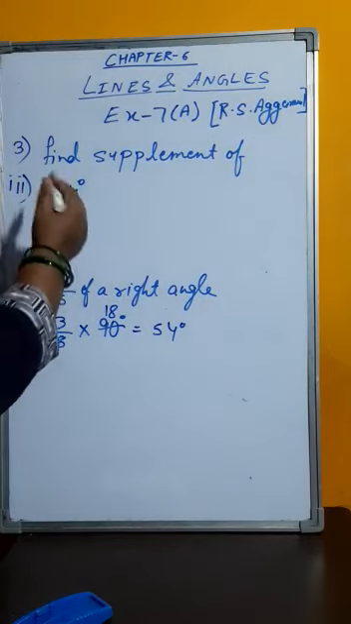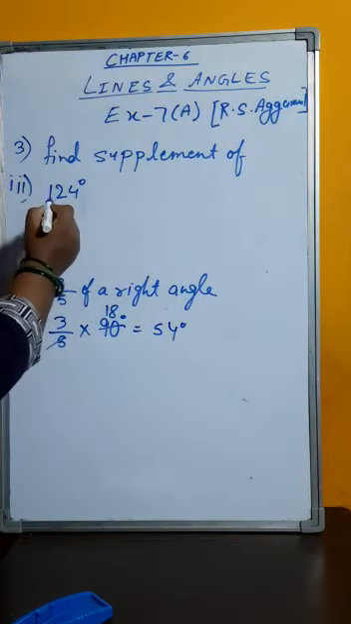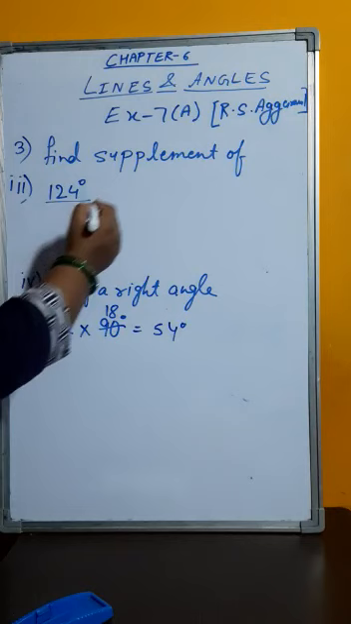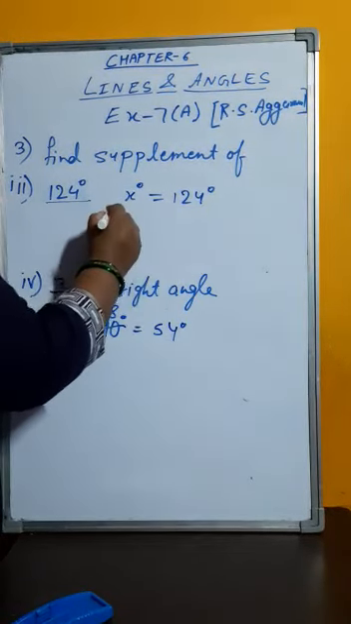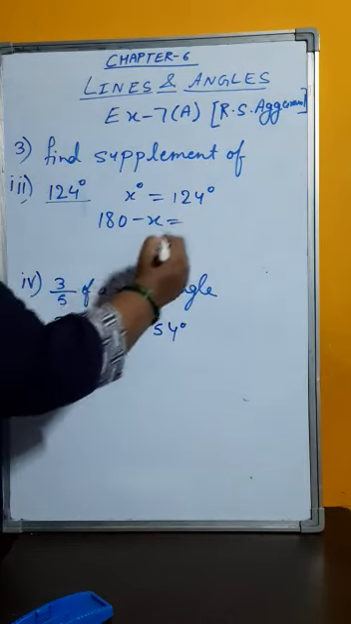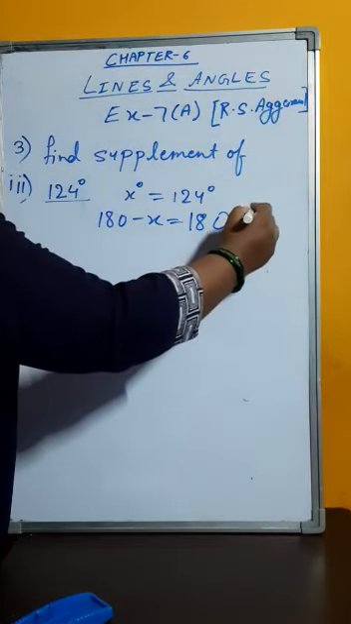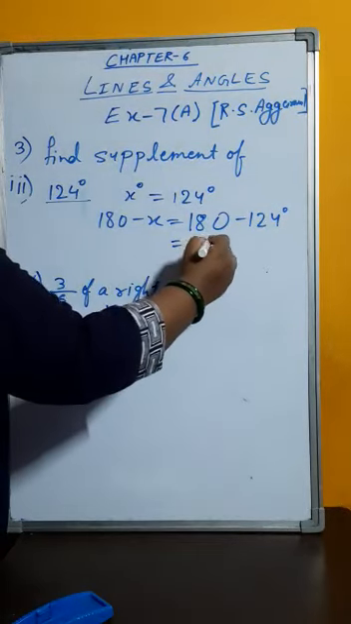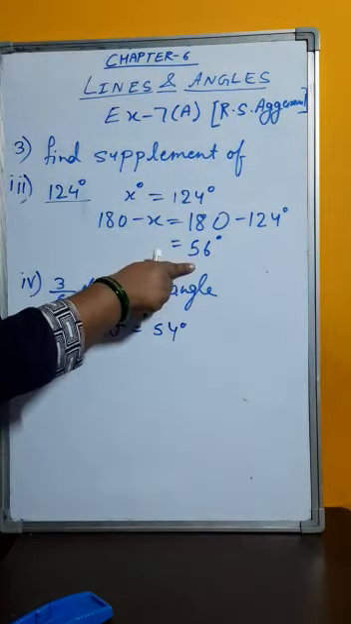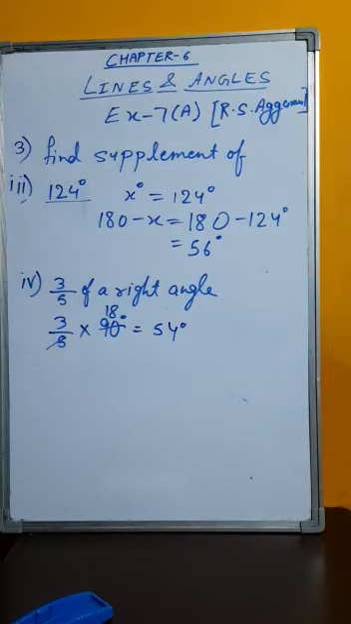Now we have to find, in question number 3, the supplement of 124 degree. As I told you, we will assume x degree as 124 and its supplement is 180 minus x. So 180 minus 124 will give you the supplement of 124, which is coming 56 degree. So we can say 56 degree is the supplement of 124 degree.